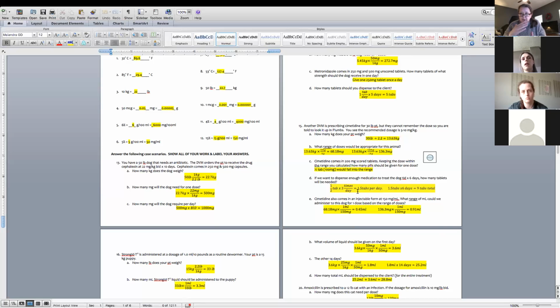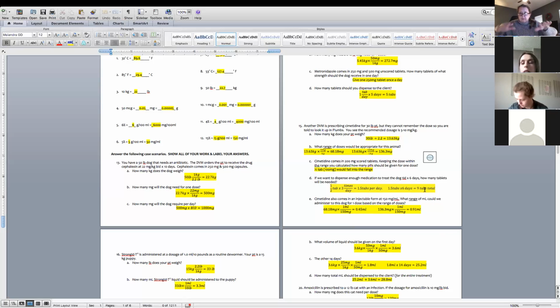Yeah. So I know I need 1.5 tablets times 6 days. 1.5 times 6 gives me 9 tablets. So I need to give the client 9 tablets so that the client has enough to give her dog a half a tablet 3 times a day for 6 days. Does that make sense?